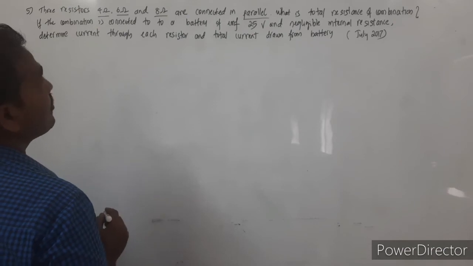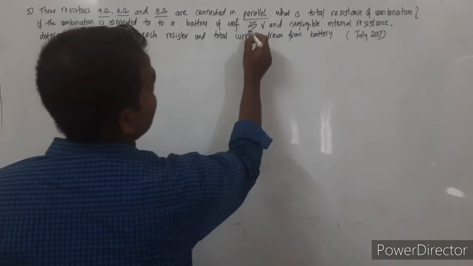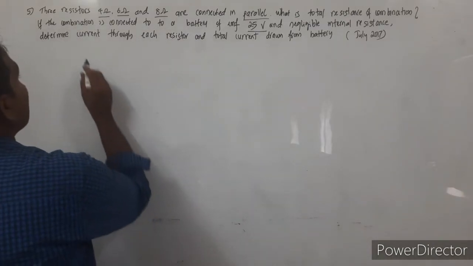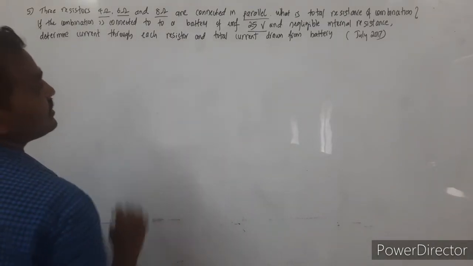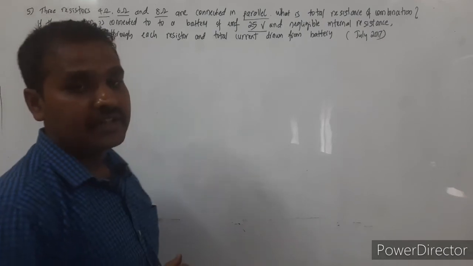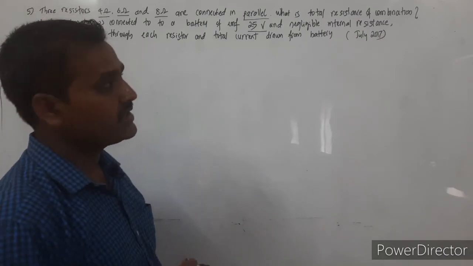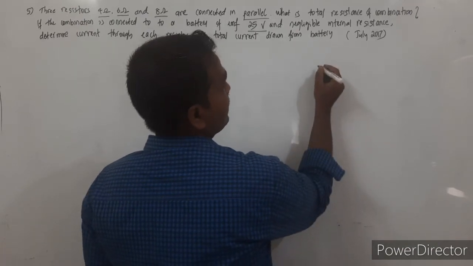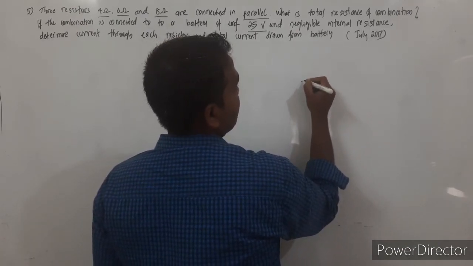And if the combination is connected to a battery of EMF 25 volt and negligible internal resistance, we have to determine the current through each resistor and the total current drawn from the battery. Okay, this is also a question from the annual exam question paper. Let us first draw the circuit given.